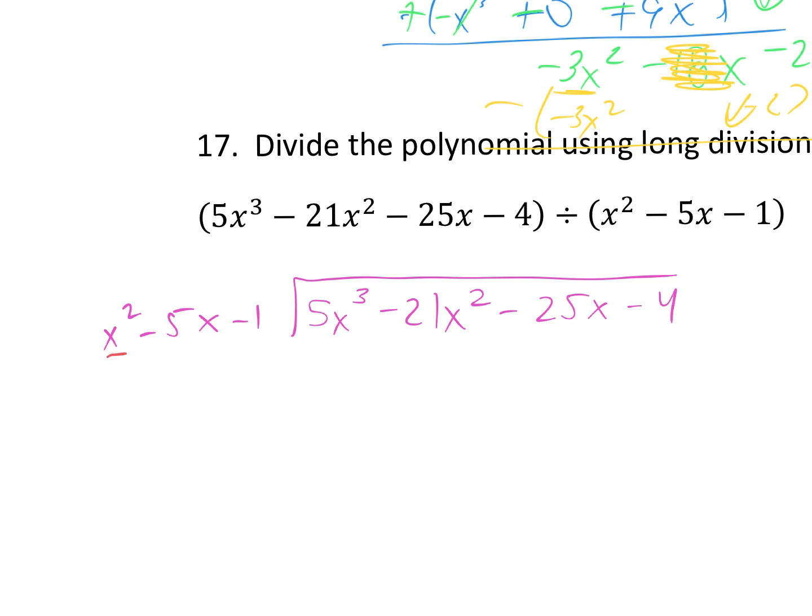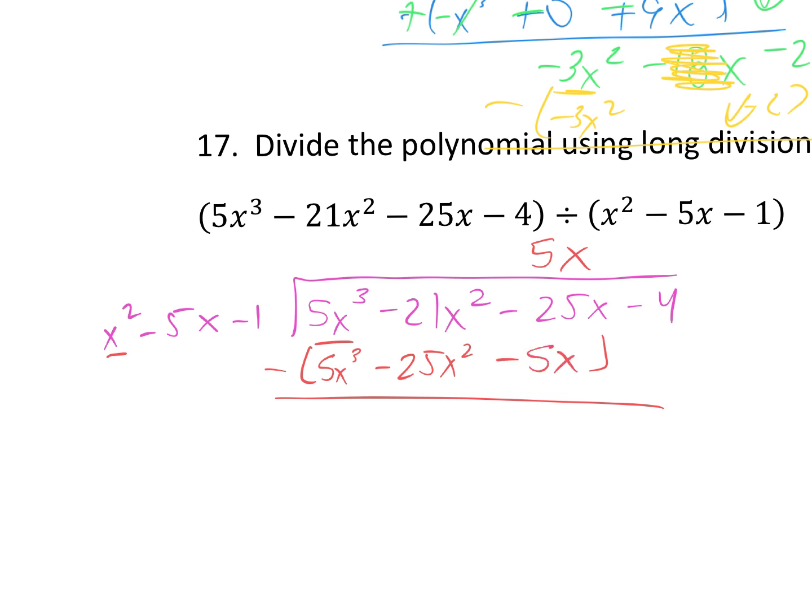First term into first term. x squared times what gives you 5x cubed? 5x. I'm going to put it up here right above my 25x, just like to keep my exponents the same. So 5 times x squared is 5x cubed. 5 times negative 5x is negative 25x squared. And 5 times negative 1 is minus 5x.